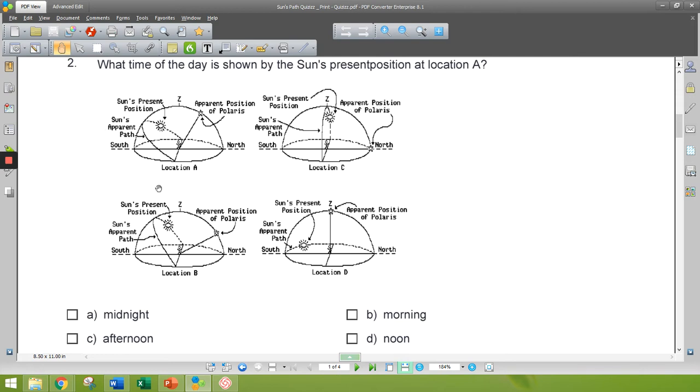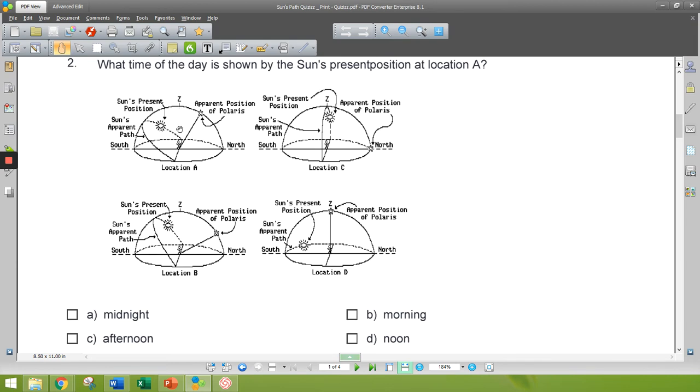Next question. What time of day is shown by the sun's present position at location A? So we're really going to focus in on this location A. Is it midnight, morning, afternoon, or noon? Okay, so I'm only looking at A, and some of the things I really want to look at here is I have labeled north and south. I also have labeled the apparent position of Polaris, and I have Z, which is the zenith, also labeled. The zenith is directly overhead.